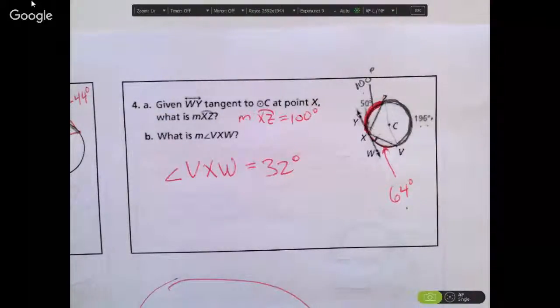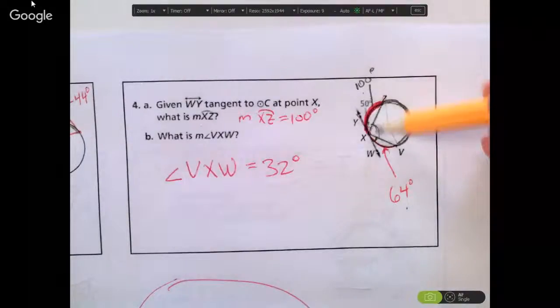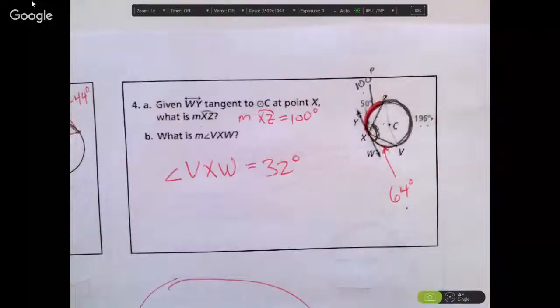Then you should just subtract. You could have done 180 minus 50 minus half of whatever that is. What is this angle right here? It didn't ask for it, but what is that? 196 divided by 2. Yes.